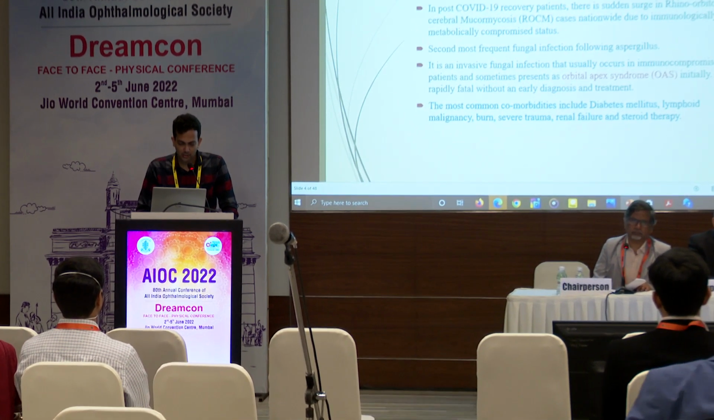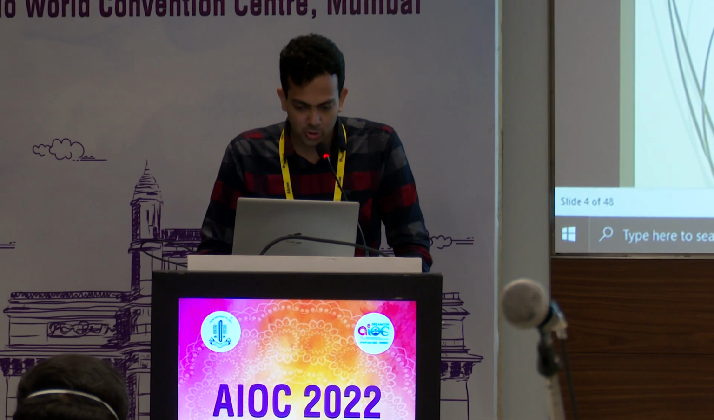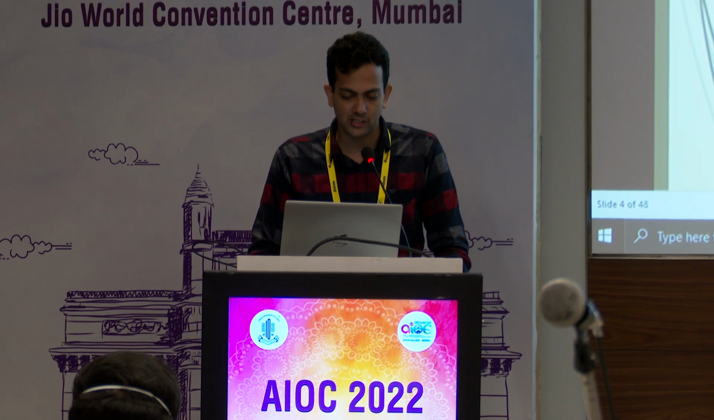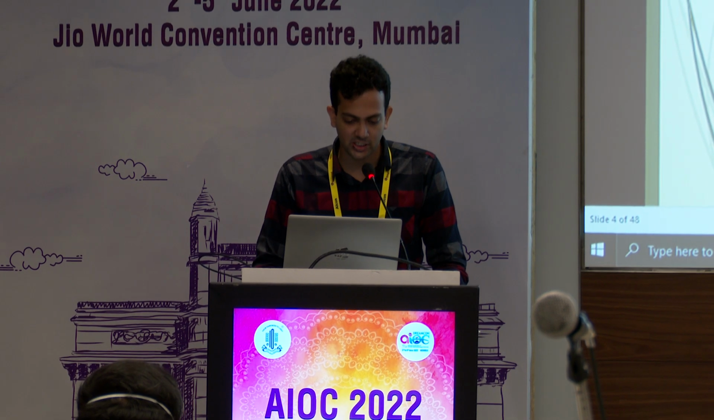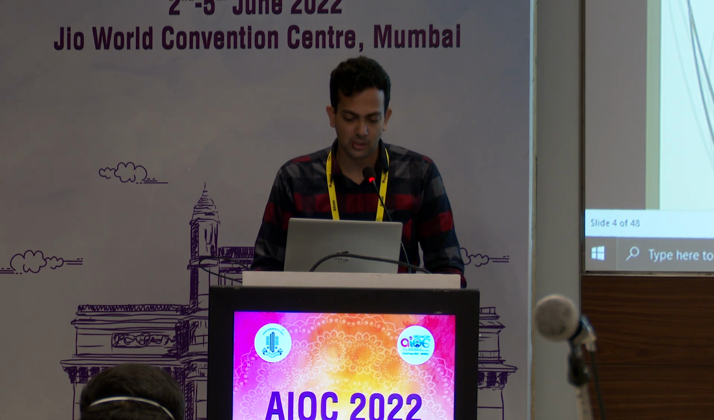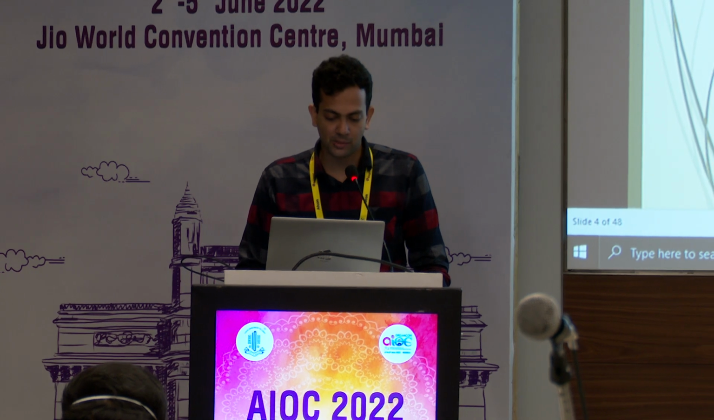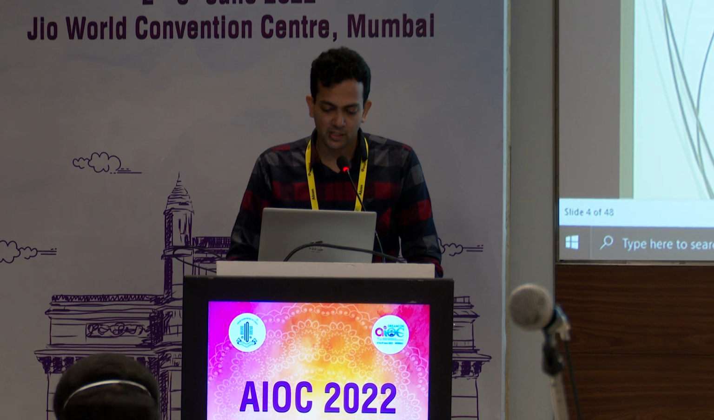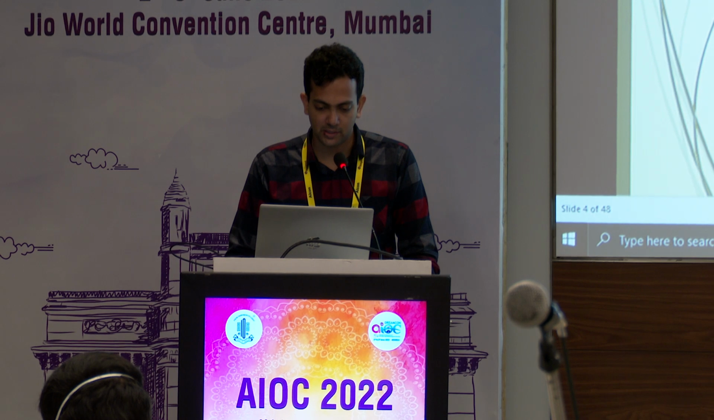Introduction. In the post-COVID-19 recovery patients, there was a sudden surge of rhino-orbital-cerebral mucormycosis cases nationwide due to immunologically and metabolically compromised status. The second most common fungal infection was Aspergillus. It is an invasive fungal infection that usually occurs in immunocompromised patients and sometimes presents initially as orbital apex syndrome. It is rapidly fatal without early diagnosis and treatment.